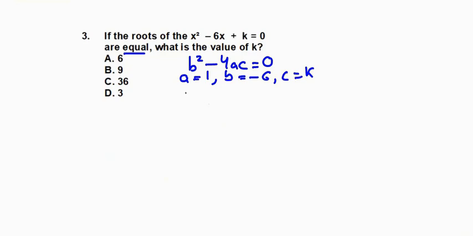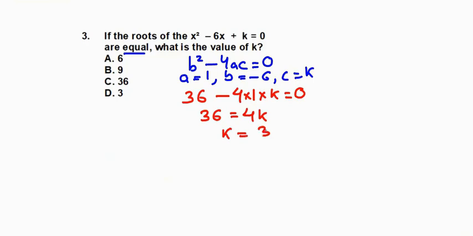B square, negative 6 square, is plus 36, minus 4 into 1 into k is equal to 0. So 36 will be equal to 4k. So k is simply 36 upon 4, that is equal to 9. So option B is correct.